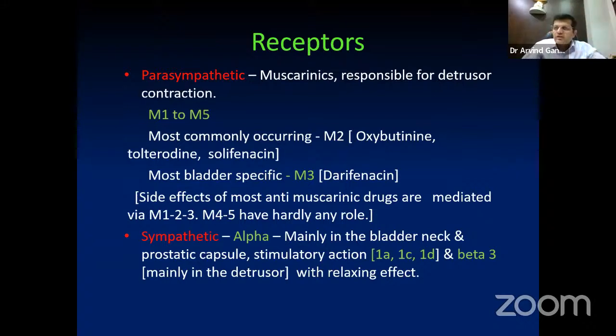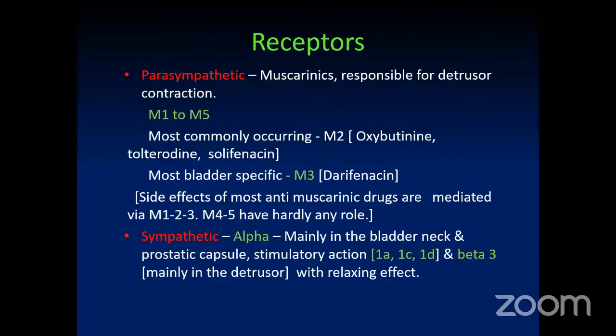Again, as they say, surgical anatomy. Here we have surgical physiology, because we surgeons use very few drugs. Out of them, the majority are these antimuscarinics from M1 to M5. Most commonly occurring are M2. The drugs that we are using are oxybutynin, tolterodine, and solifenacin, which are more bladder specific.